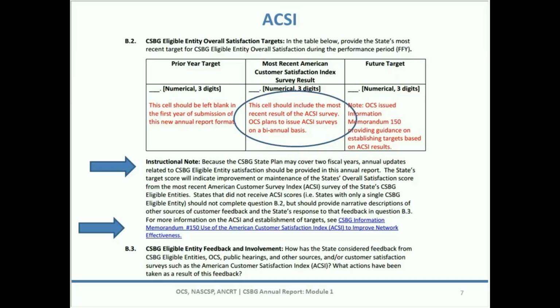The other critical part of this section, besides giving OCS the scores, is to provide information about the feedback and the involvement with the eligible entities. Did you let the eligible entities know about the ACSI, what you heard, what changes you're making, what actions you're taking, and their involvement in that? So there's that section B3, which covers that.